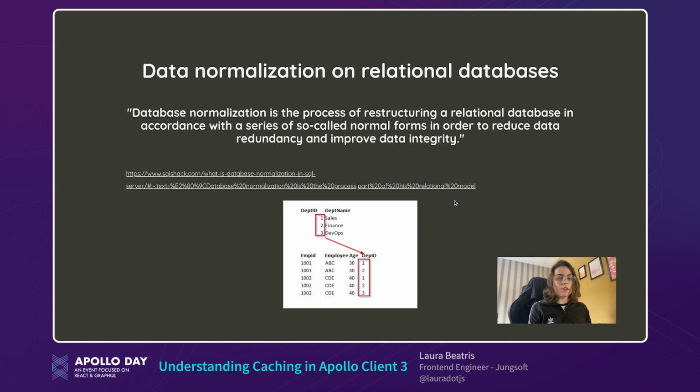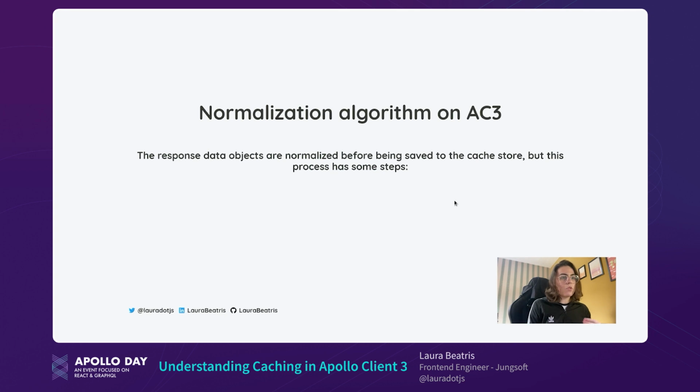As you can see on this image, we have two tables, and instead of duplicating the registers of the tables, we are just referencing them by unique identifiers. So in databases, we usually have primary keys, foreign keys, or other kinds of constraints that make the registers unique. And on Apollo, the normalization algorithm also creates unique identifiers for each response object.